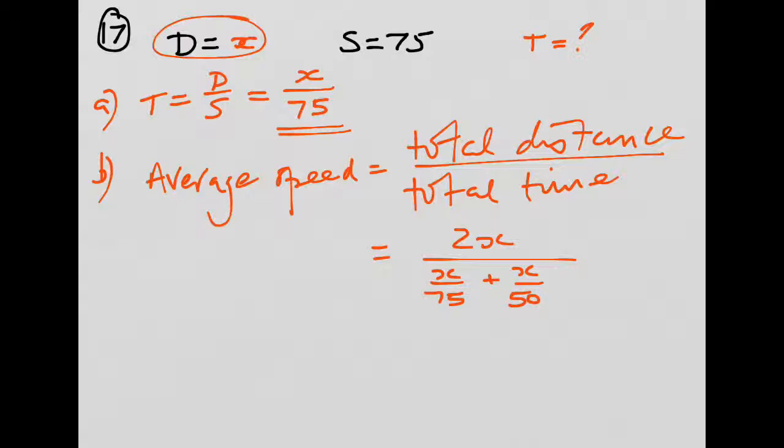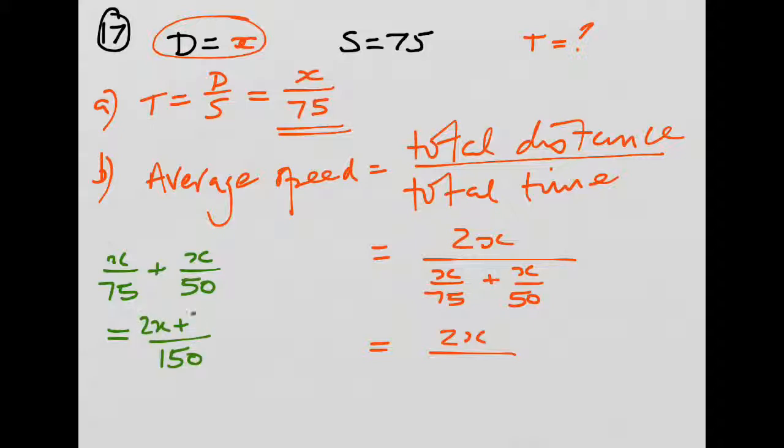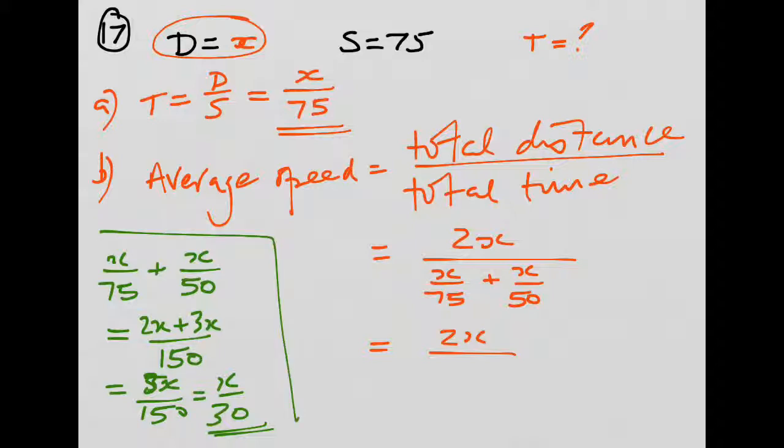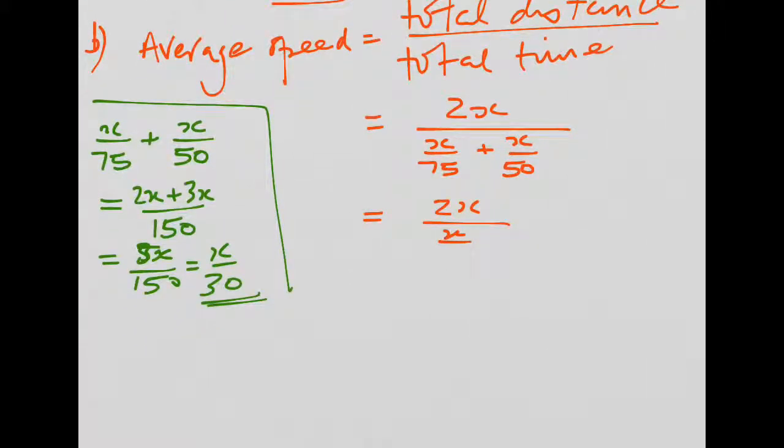Now we've got to simplify all of this. So 2x on the top, there's not much we can do with. x over 75 add x over 50. If we do that as a wee separate sum, then the first number that both of them go into is 150. 75 goes in twice, 50 goes in 3 times, gives us 5x over 150, which is the same as x over 30. Now you can do that at the side obviously if you want, or you can just type it in your calculator. Anyway, the total time taken is x over 30.